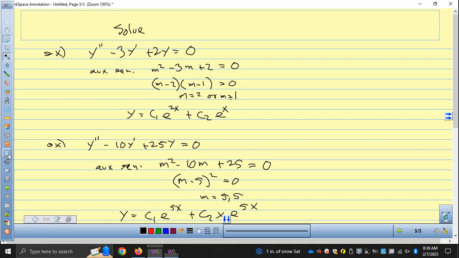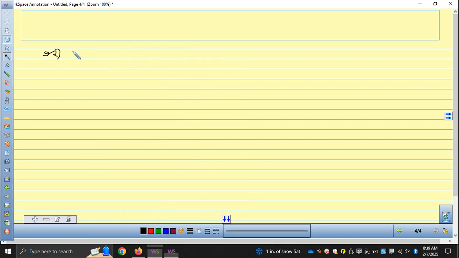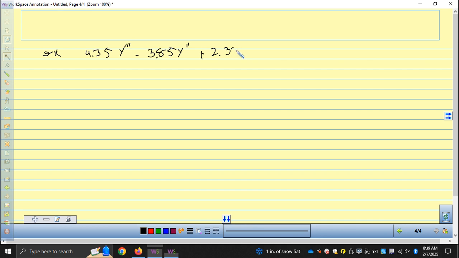So if we had something like 4.35 y triple prime minus 3.85 y double prime plus 2.32 y prime plus 1.073 y equals 0, finding the zeros of that is challenging. So you're going to get an approximation here.